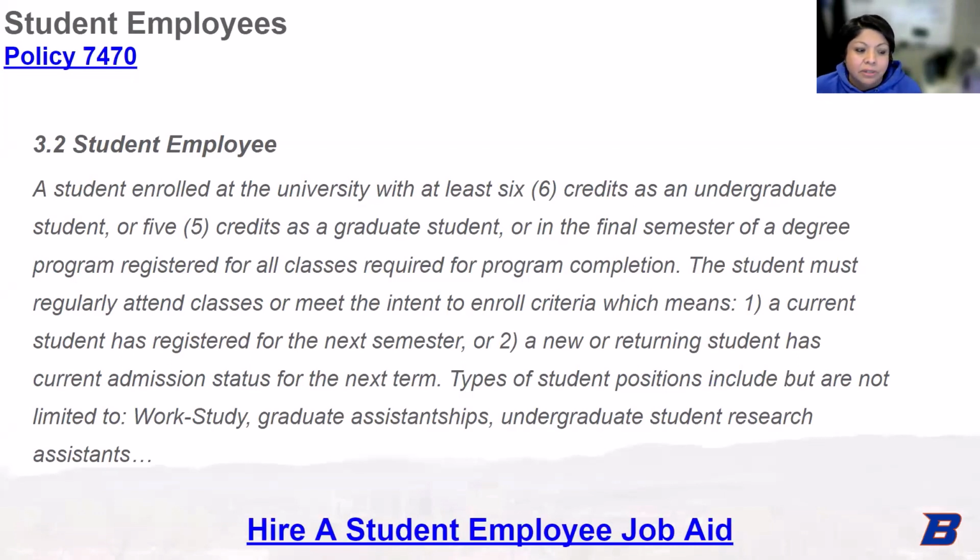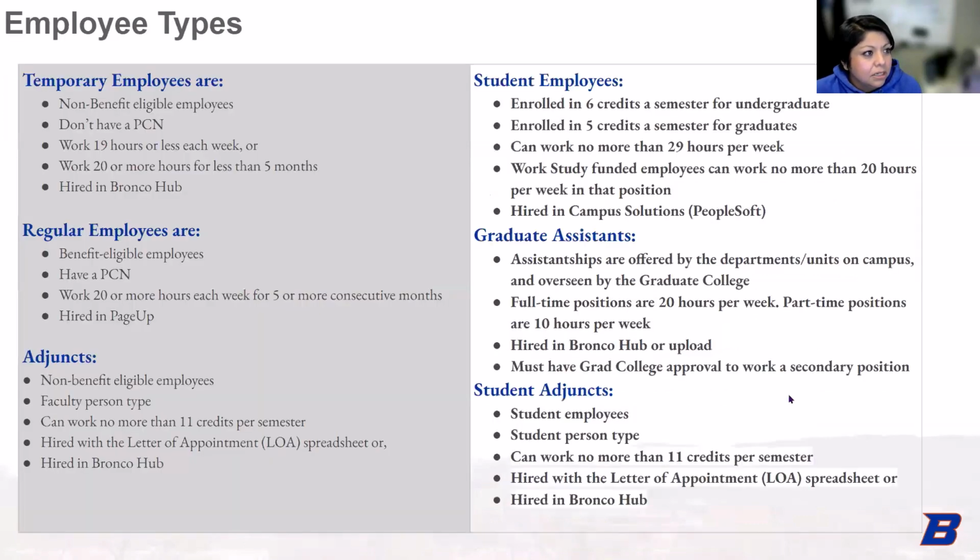Types of student positions, we're going to talk about that on the next slide here. So we have regular student employees, again, 6 undergrad, 5 graduate. They can work no more than 29 hours per week. Work study funded, which we'll go into more later on, can work no more than 20. So 2 jobs means 20 hours of work study, 1 job in 9 hours in a non-work study.